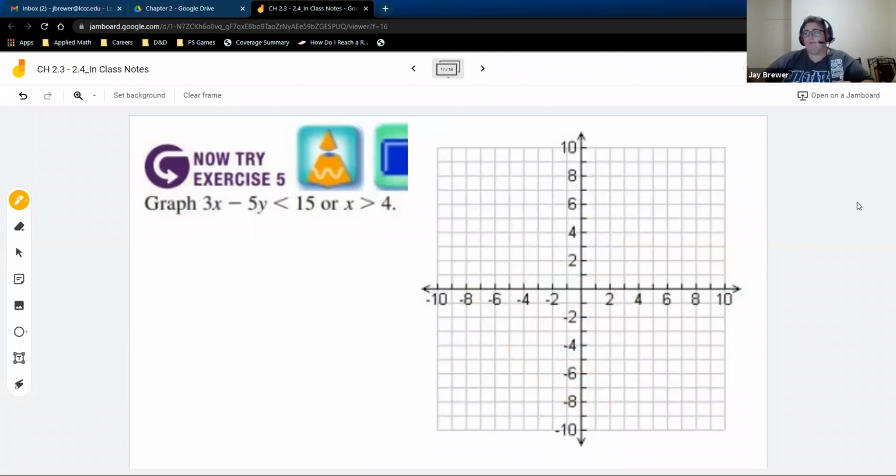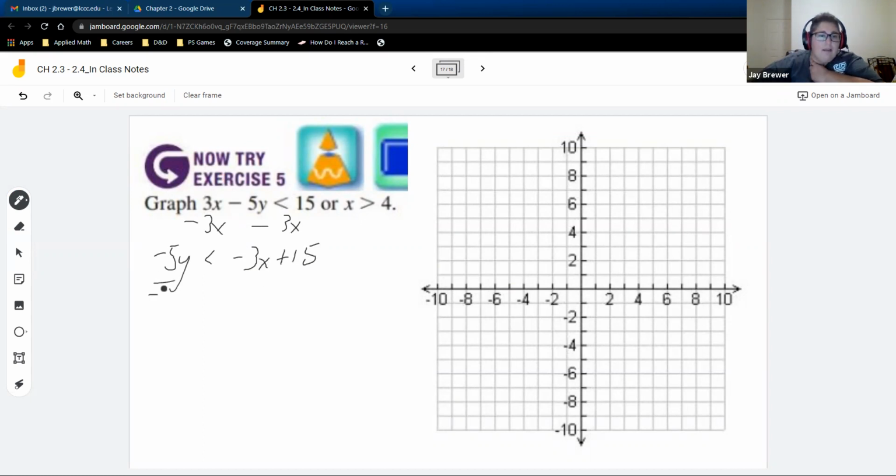With the last example, you're looking at an intersection. Okay, so we want to solve for our inequality first. So negative 3x minus 3x, then we'll have a minus 5y less than negative 3x plus 15.